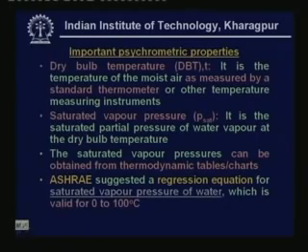So, Ashray suggested a regression equation for saturated vapor pressure of water, which is valid for 0 to 100 degrees centigrade. That means, if you have the thermodynamic tables or charts, then straight away you can get the values of saturated vapor pressure of water if you know the temperature. If you want to computerize this and do the calculations on the computer, then you need this in the form of an equation.